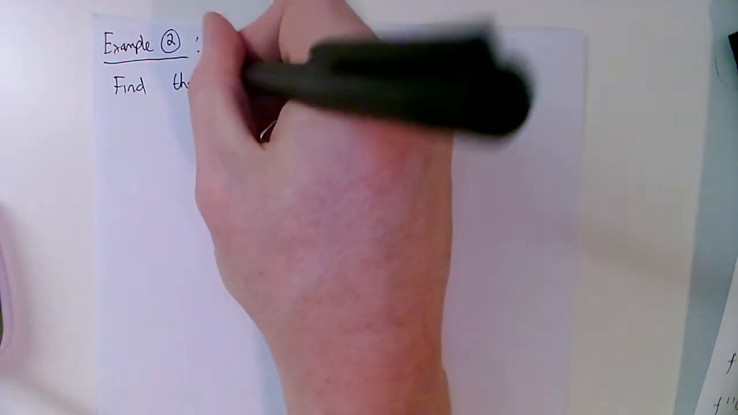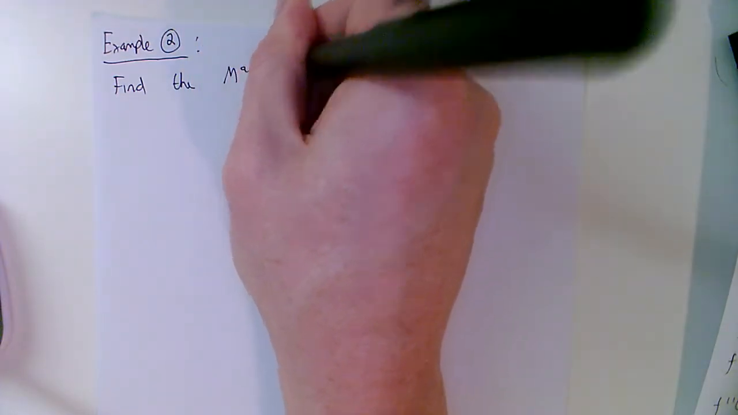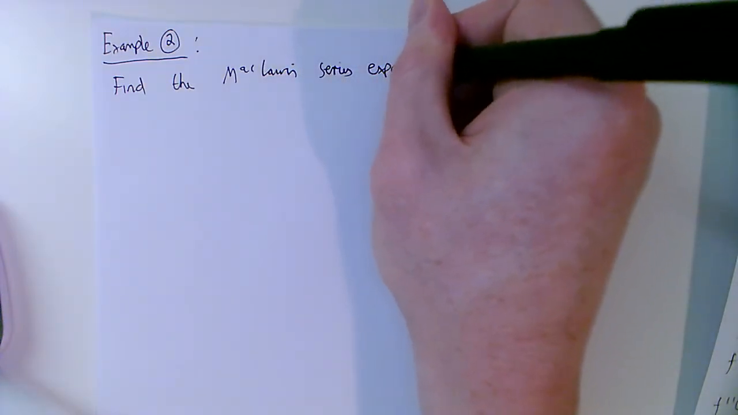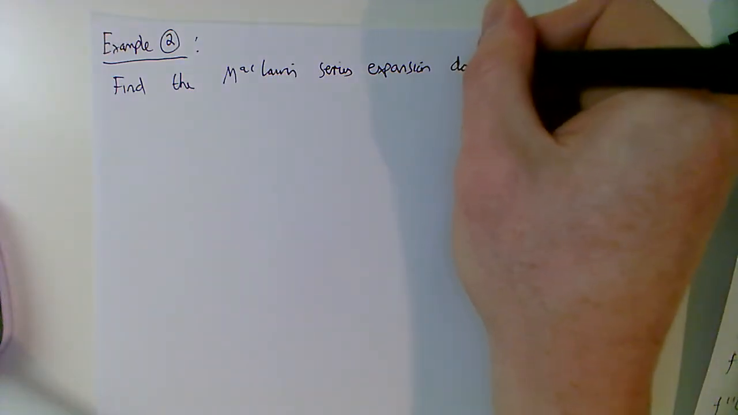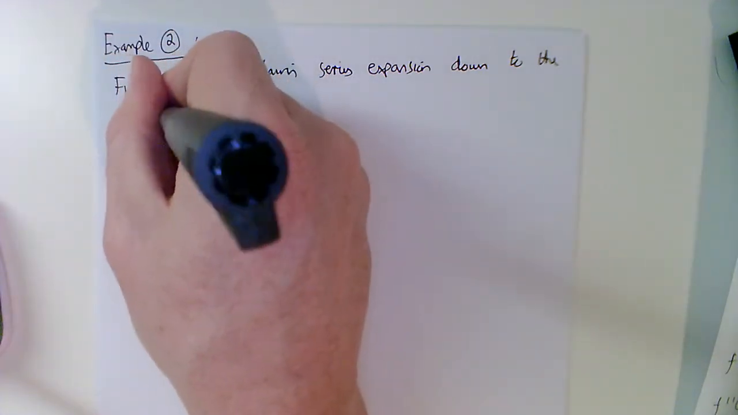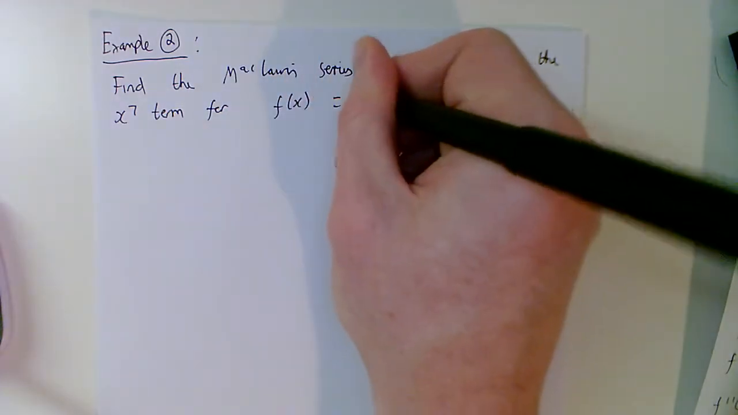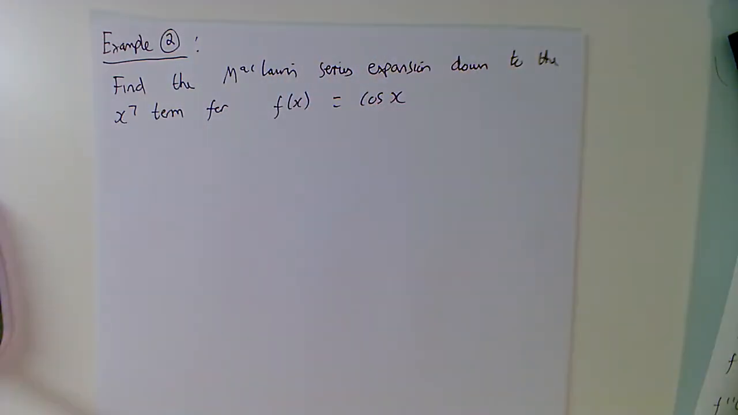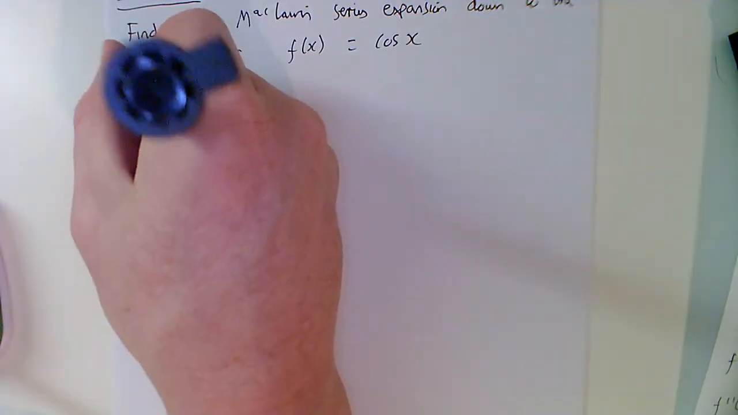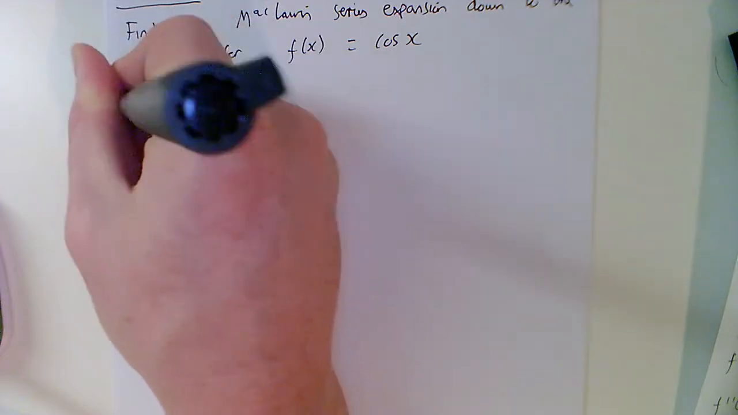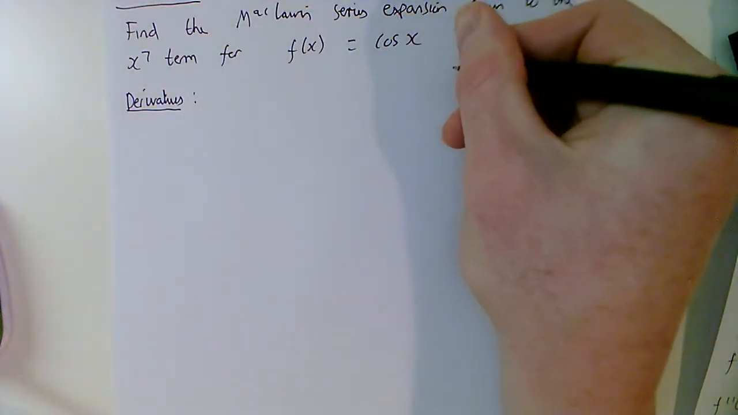Find the Maclaurin series expansion down to the x to the power of 7 term for f of x equals cos x. Right, so derivatives and coefficients.